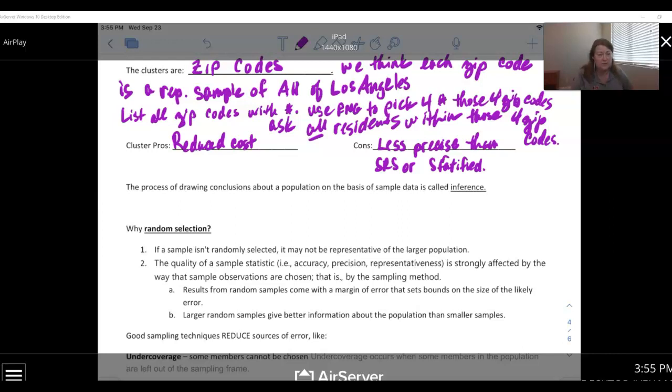So if I just pick 1 zip code, that's not as good if I pick 10, right? And if I could pick 10 and you give me a choice to pick 100 because there's 1,000, that's going to be more. Again, I'm balancing the cost. So at some point, I'm going to make that decision on this is the number I can live with. Okay, so good sampling techniques reduce sources of error.